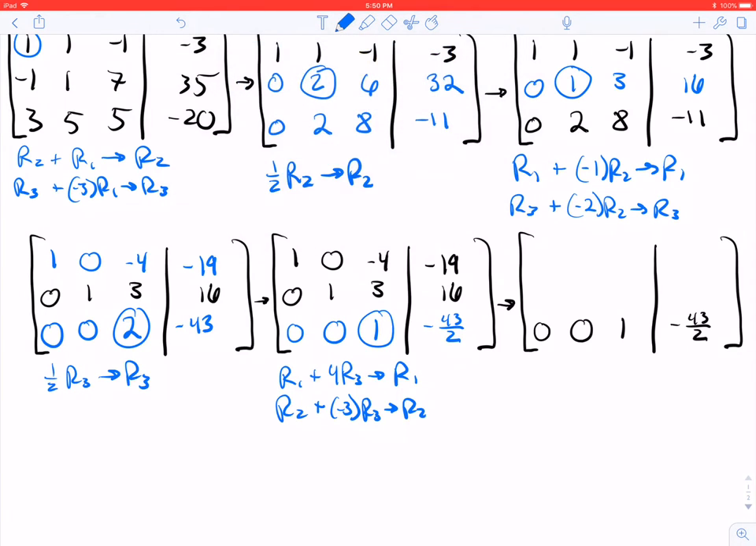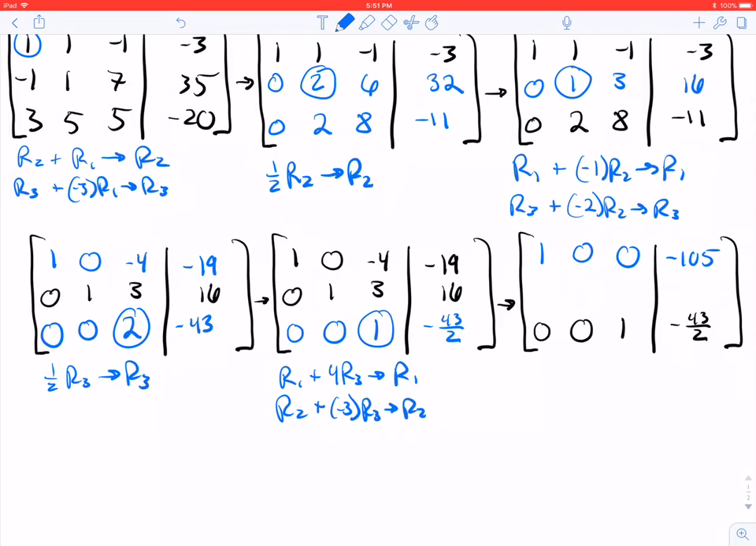Okay. So now row 1, I'm adding 4 times row 3. So that's a 1. That stays at 0. That goes to 0. So 4 times this, that's 2. That's 86. That's a negative 86. 96. 105. I don't know about this. Looks like a negative 105.